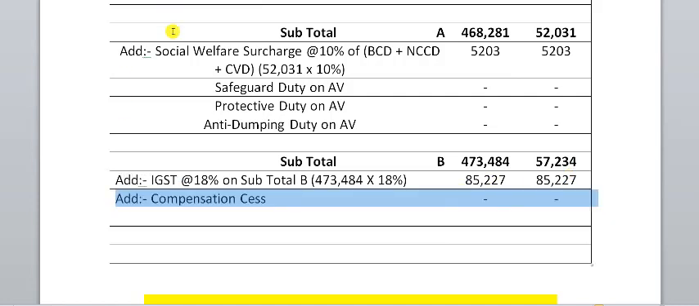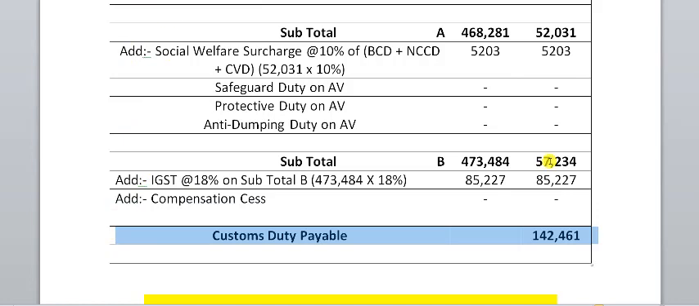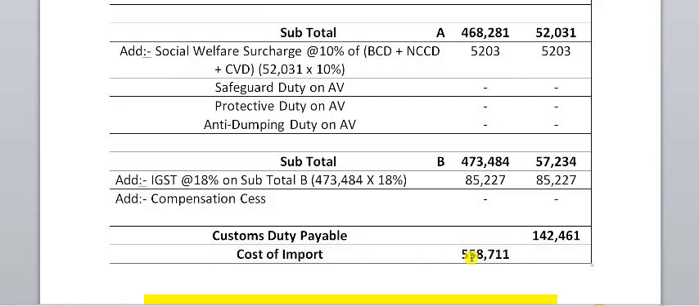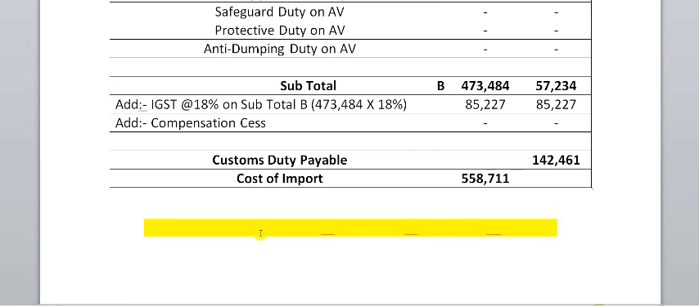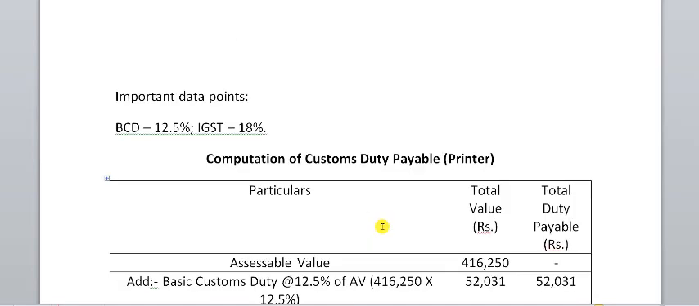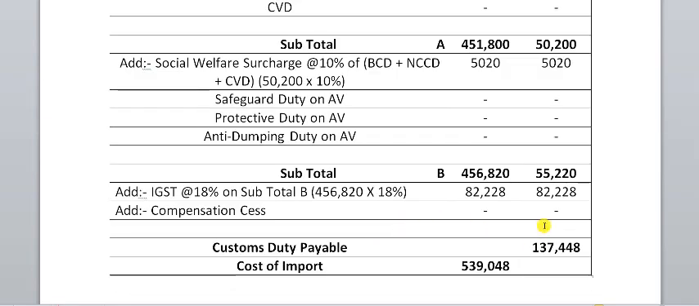Have they mentioned compensation cess? No. So directly go to total customs payable: 57,234 plus 85,227. You will get 1,42,461, and at the end the cost of import of printer is 4,73,484 plus 85,227, 5,58,711. So now the total customs duty payable in case of computers and in case of printer.